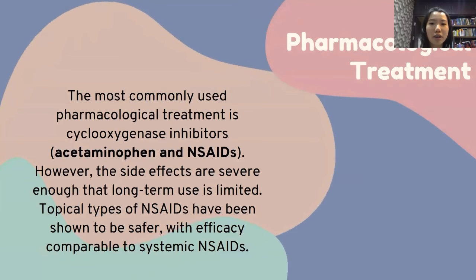So knee osteoarthritis can be treated through pharmacological treatment. The most commonly used pharmacological treatment is cyclooxygenase inhibitors, known as acetaminophen and NSAIDs. However, the side effects are severe enough that long-term use is limited. Topical types of NSAIDs have been shown to be safer, with efficacy comparable to systemic NSAIDs.